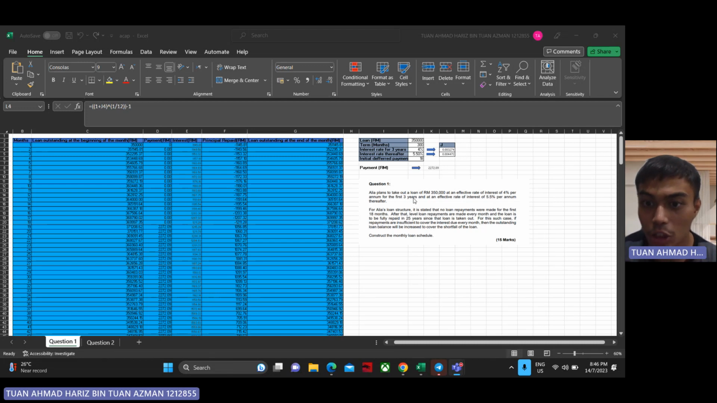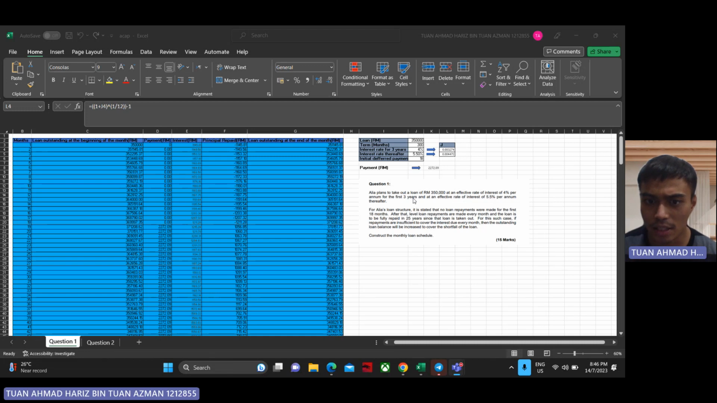Alia plans to take out a loan of 350,000 at an effective rate of interest of 4% per annum for the first 3 years and at an effective rate of interest of 5.5% per annum thereafter. For Alia's loan structure, it is stated that no loan repayments were made for the first 18 months. After that, level loan repayments are made every month and the loan is to be fully repaid in 25 years since the loan is taken out.